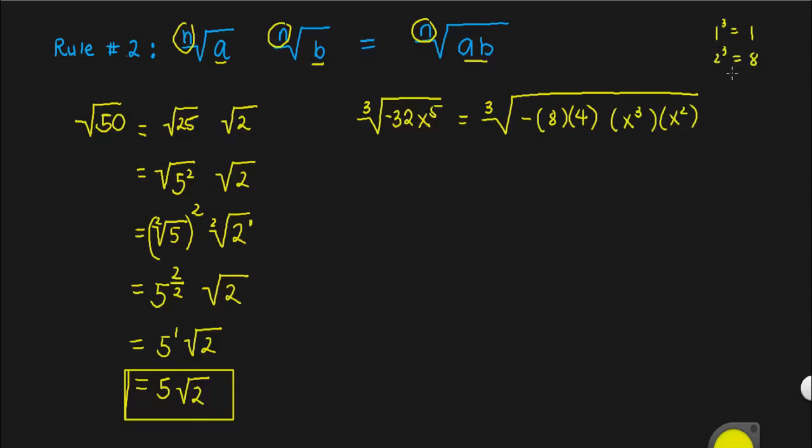Okay, you see? 3 cube, we have 27. And as you can see, 8 is a perfect cube number. And when we divide 32 by 8, the result is 4. That is why 4 is the number beside it. Now, what about x cubed and x squared?